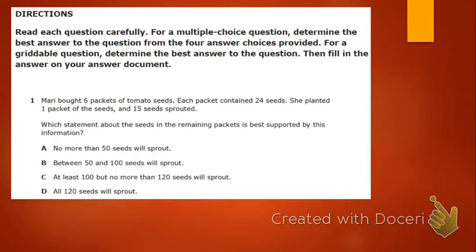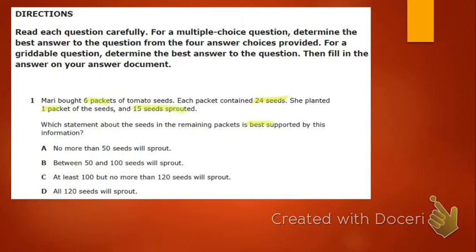So they're telling us that Mary bought 6 packets of tomato seeds. Each packet contained 24 seeds. She planted 1 packet of the seeds and 15 of those seeds sprouted. Now they're asking us, which statement about the seeds in the remaining packets is best supported by this information? All right, so here, ladies and gents, they've given us kind of a lot of information. I want you to go ahead and solve it, set it up, solve it, and input your answer. Then once you input your answer, we will go over it.